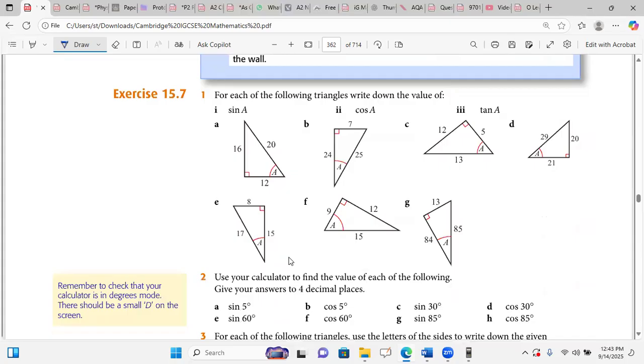For example, here he is saying for each of the following, write down the values of sine A, cos A, and tan A. For sine A, I will write 16 over 20 for part A. For B, I am going with cos. Then it should be adjacent over hypotenuse, like 24 over 25.